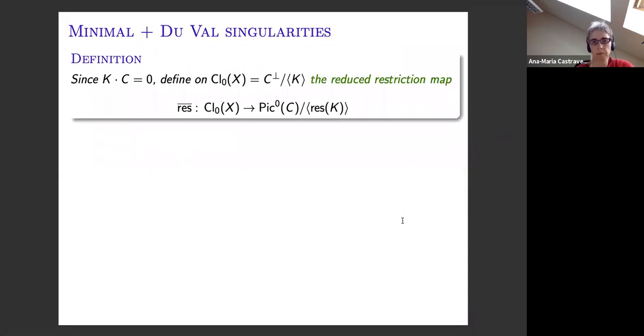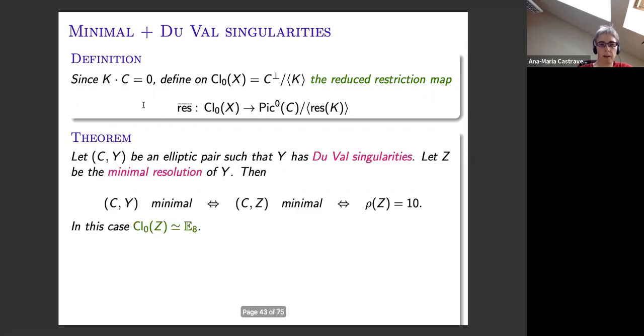And so further, we can consider a reduced restriction map. So we also define CL0 of X: inside C perp, we mod out by the subgroup generated by K. And then we consider the induced map coming from the restriction map to C. And then what we need in order to be able to characterize polyhedrality when the order is finite is two conditions. One is that the elliptic pair is minimal, and the other is that the surface has Du Val singularities.